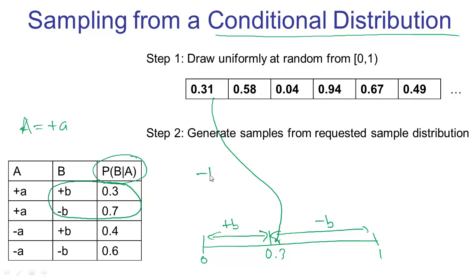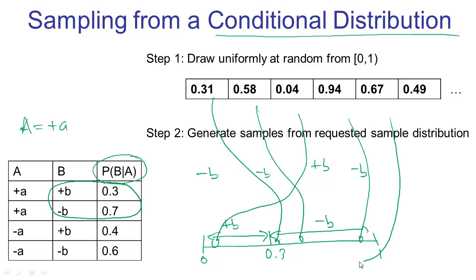0.31, that's minus B. 0.58, that's minus B. 0.04, that's plus B. 0.94, that's minus B. 0.67, that's minus B. 0.49, that's minus B. So we have 5 times minus B, 1 time plus B in this process here.